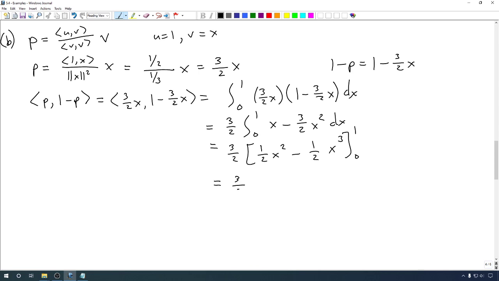So we'll have 3/2. We plug in 1, so we get a 1/2 minus 1/2. We plug in 0, we get 0 and 0, so we just have the 1/2 minus 1/2 in here. Of course, that equals 0. The 3/2 didn't really contribute there, but we get a 0 overall. So these two vectors, p and 1 minus p, are orthogonal to each other.